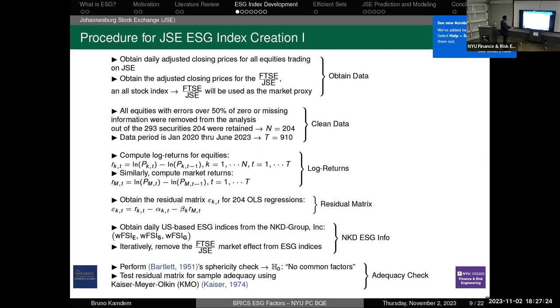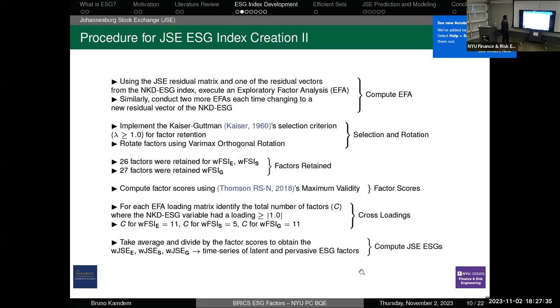And then we test the residual matrix for sample adequacy using the KMO test. The next step in the creation of these indices is to use the GSE residual matrix and one of the residual vectors from the NKD index to execute an exploratory factor analysis.